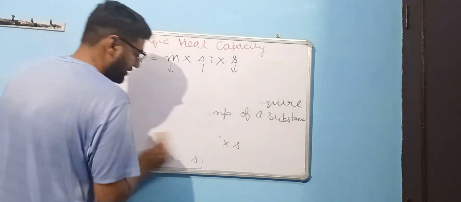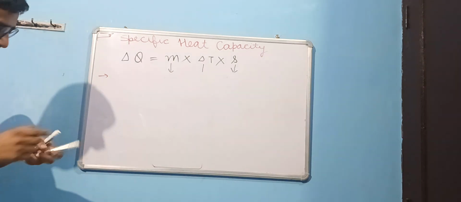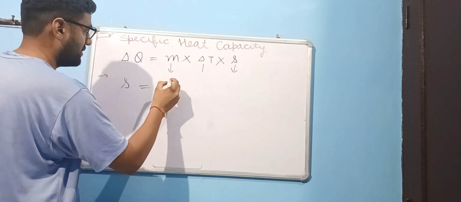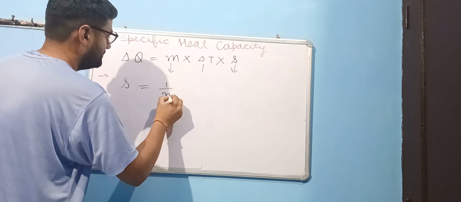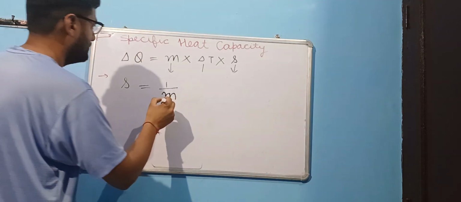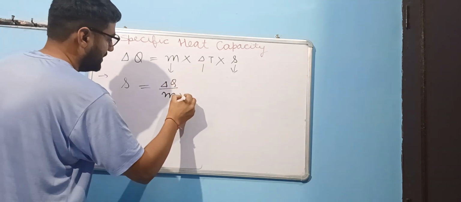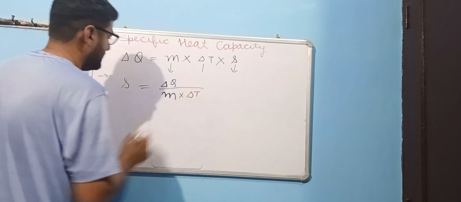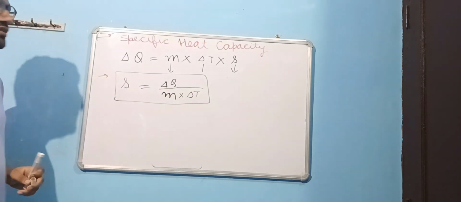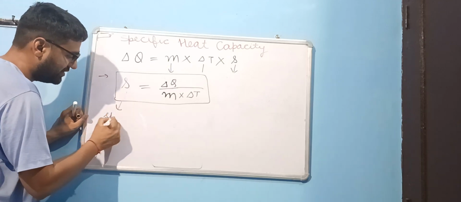Now we will see the formula of it. What will be the specific heat? This will be 1 by m, delta Q by delta T. So this is the formula of specific heat. Okay, and what is the unit of it? As is our specific heat.